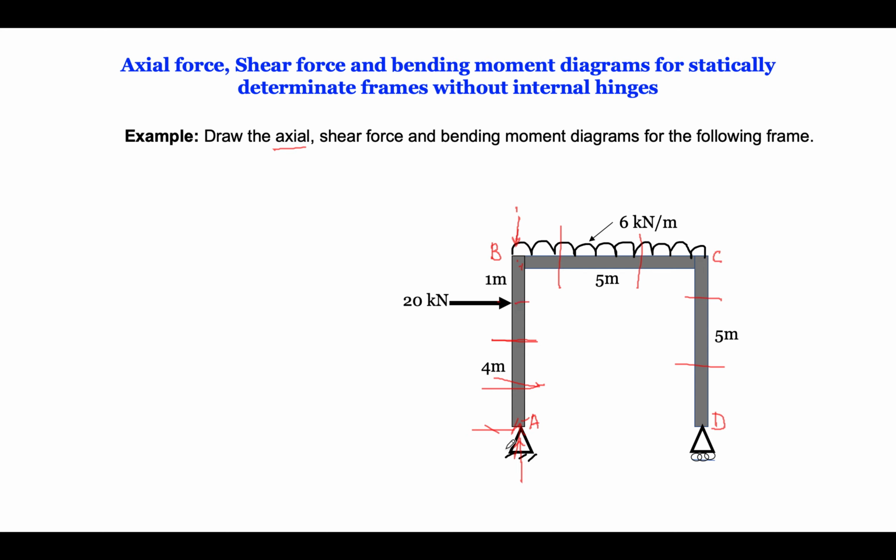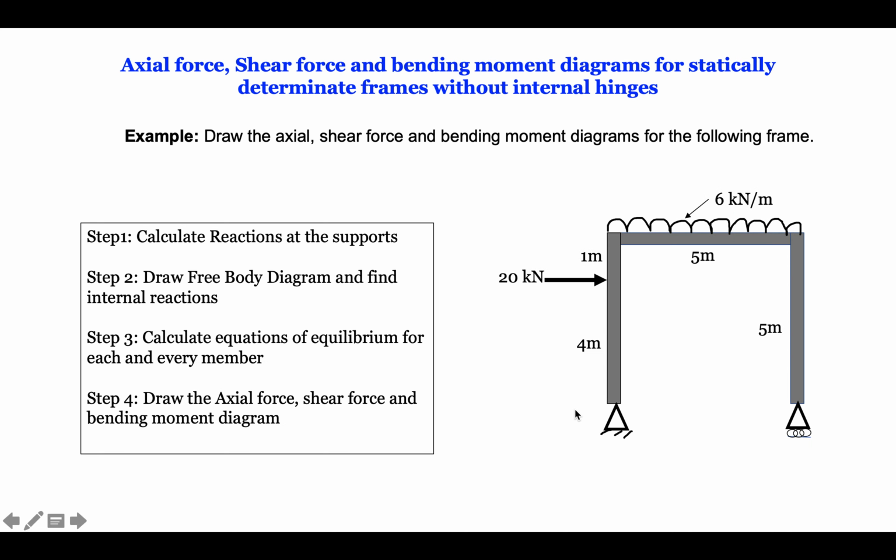So step number one is to calculate the reactions at the supports. Once we calculate the reactions, we will draw the free body diagram, meaning we will simply disconnect this frame. Member number one, member number two and member number three, we will separate them and draw their free body diagrams.